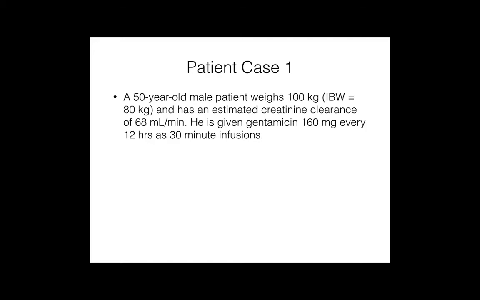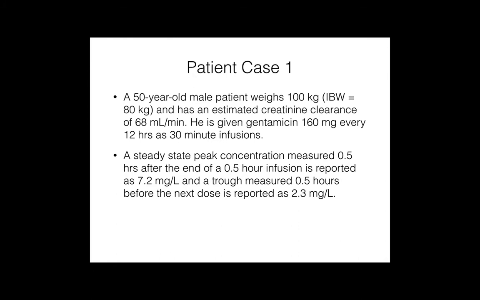Alright, let's begin with patient case 1. A 50-year-old male patient who weighs 100 kilograms and whose ideal body weight is 80 kilograms has an estimated creatinine clearance of 68 milliliters per minute. He's to be given gentamicin 160 milligrams every 12 hours as 30-minute infusions. A steady-state peak concentration measured 0.5 hours after the end of a 30-minute infusion is reported as 7.2 milligrams per liter, and a trough measured 0.5 hours before the next dose is reported as 2.3 milligrams per liter.